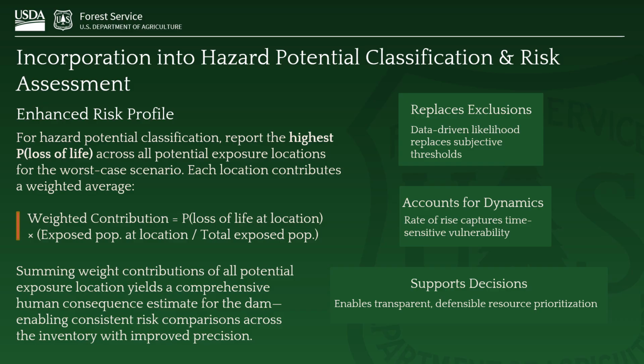For risk assessments, each exposure location contributes a weighted value calculated from its probability of loss of life and its proportion of the total potentially exposed population. Summing the contributions across all locations produces a comprehensive dam-specific estimate of the likelihood of life loss. By replacing subjective exclusions with data-driven likelihood and incorporating the dynamics of rapid rise events, this approach improves transparency, strengthens defensibility, and supports clearer prioritization of resources across dam inventories.